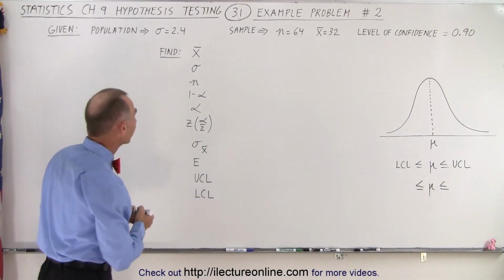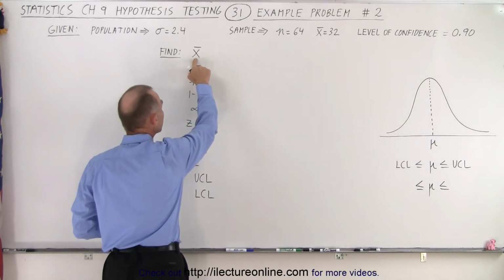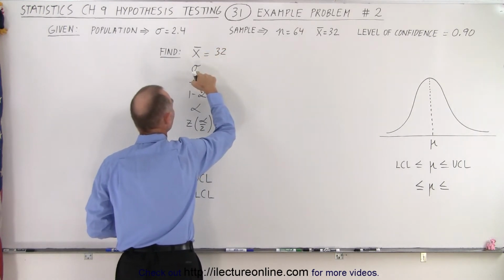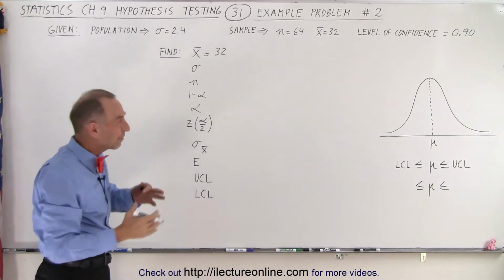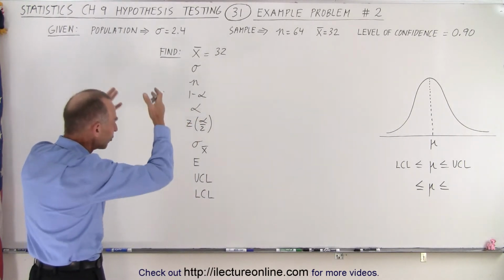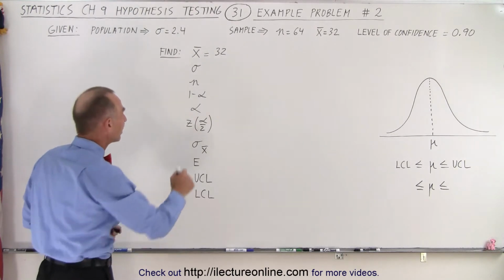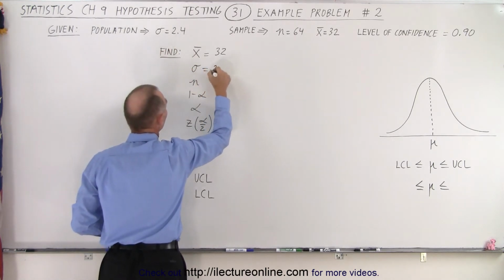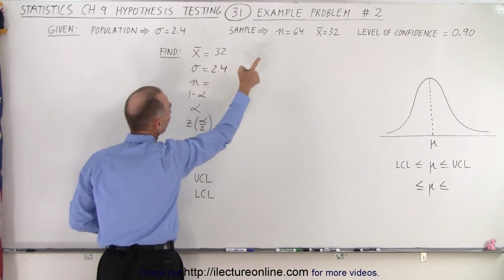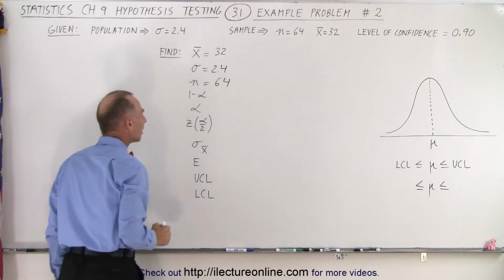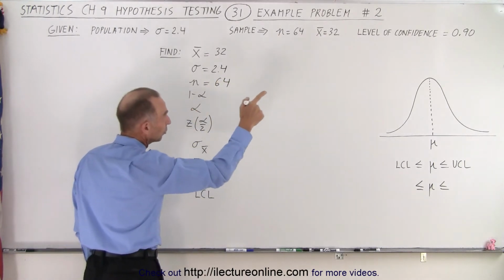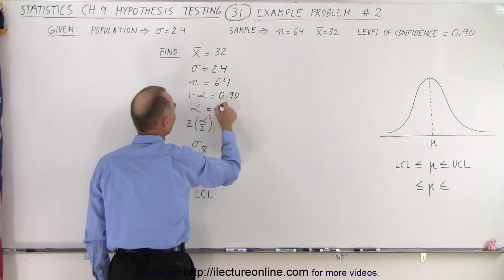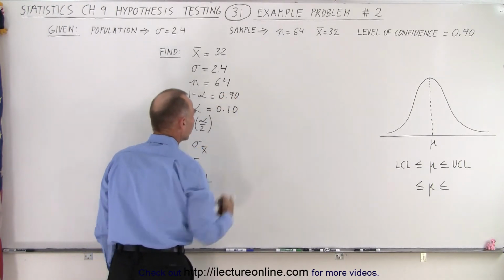All right. So here we're asked to find the mean of the sample, which we're given to be 32. The population standard deviation. And notice here that we're already given some of the pieces of information, but we just want to understand the notation. So this is the standard deviation of the population given to be 2.4. N represents the sample size, which is 64. And then the level of confidence, 1 minus the level of significance, which was given to us as 0.90, which means that the level of significance is 0.10 because those two have to add up to 1.